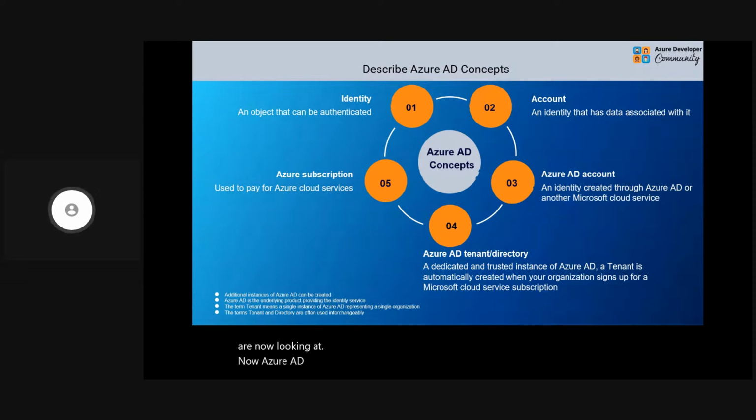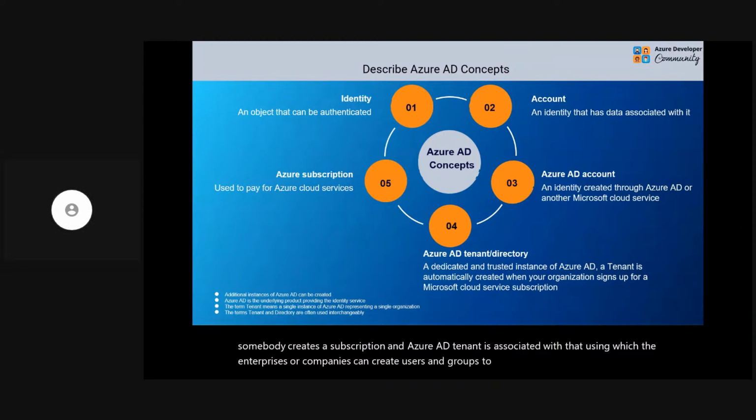Now, Azure AD Tenant is a multi-tenant service that's offered by Microsoft. As soon as somebody creates a subscription, an Azure AD Tenant is associated with that, using which enterprises or companies can create users and groups to securely onboard accounts or manage resources within Azure. This is an instance of a service that's created by Microsoft for you when you're onboarding into Azure. And finally, Azure subscription. An Azure subscription means you're getting access to the Microsoft cloud, and a subscription is basically a billing unit within which you can further create services, utilize them and pay for what you use within Azure. These are the fundamental components or concepts that would come up in your questions. There might be scenarios around these concepts, so it's better that you go and understand this a little more in depth.